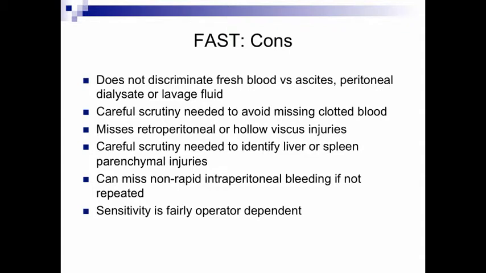Clotted blood will not have an entirely anechoic appearance. It may have a complex echo texture, and novice operators are known to miss clotted blood and consider that this is just part of the liver or normal liver echo texture. It does not allow you to assess for retroperitoneal injuries or retroperitoneal structures. It's notorious for missing hollow viscus injuries because the amount of bleeding associated with hollow viscus injuries may not be that high.